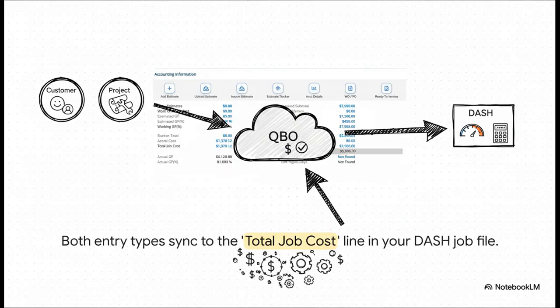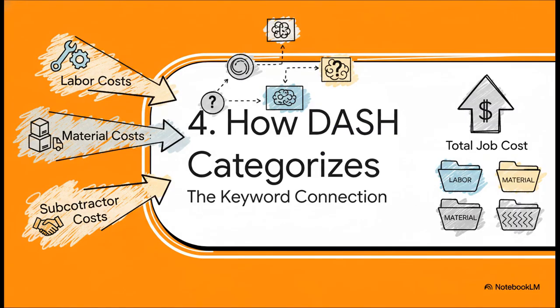And here's the great news. It doesn't matter which method you use. As long as you remember to tag that expense to the correct customer or project in QuickBooks, the total amount syncs directly over to Dash and instantly updates your total job cost. It's that easy.